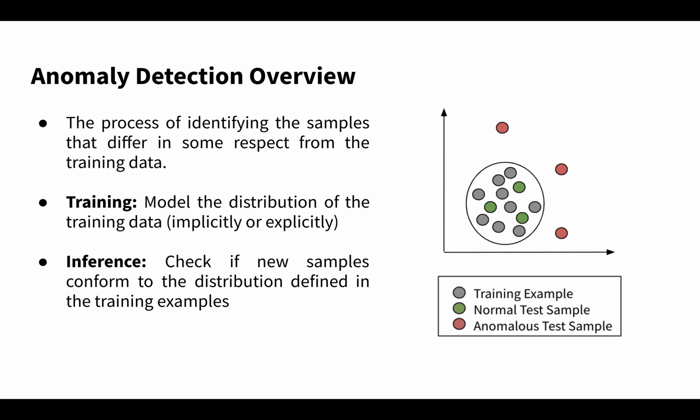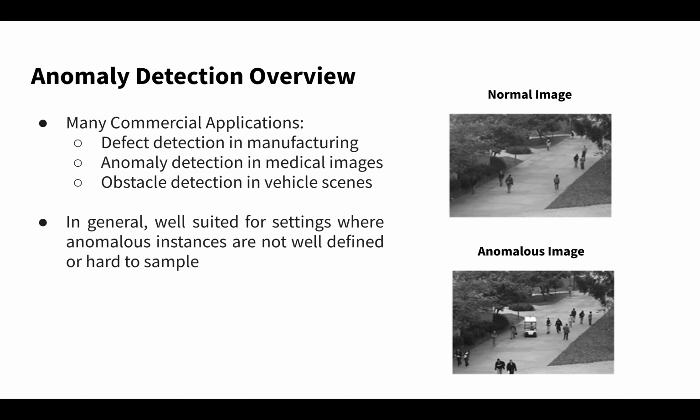Anomaly detection is a process of identifying samples that differ in some respect from the training data. During the training phase, we model the distribution of training data. At test time, we check if new samples conform to this distribution. In this work, we focus on anomaly detection in computer vision, which has many commercial applications, including defect detection in manufacturing and obstacle detection in vehicle scenes.